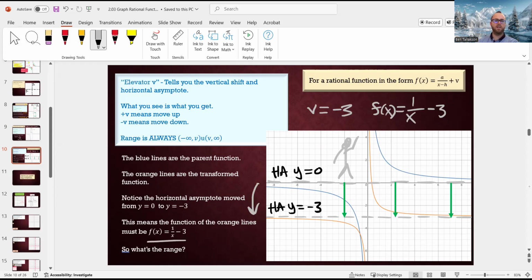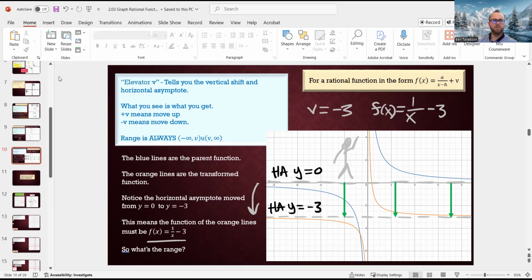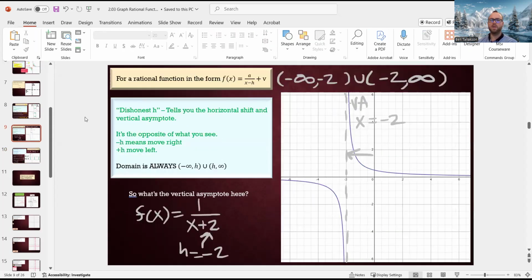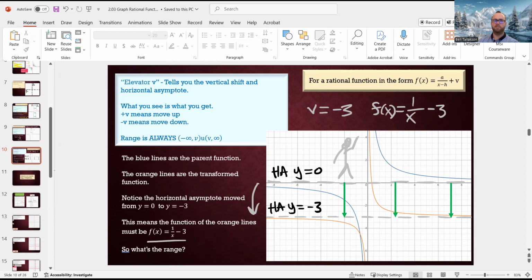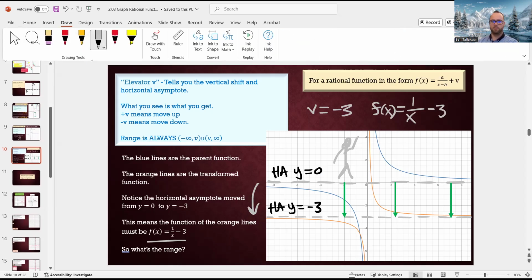And can you identify the range? We've talked about domain, but what about the range? Well, range is all possible y values. So guess what? This affects the range. So this one, dishonest h, affects the domain, where elevator v affects the range. And it's always going to look like this for these rational functions. Very nice. So we already know we can set it up like this, right?